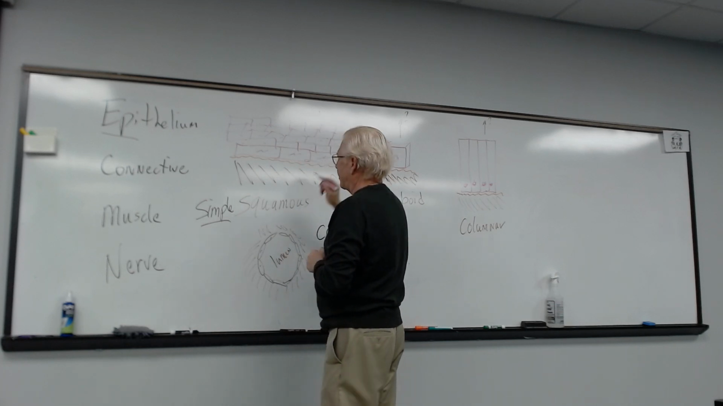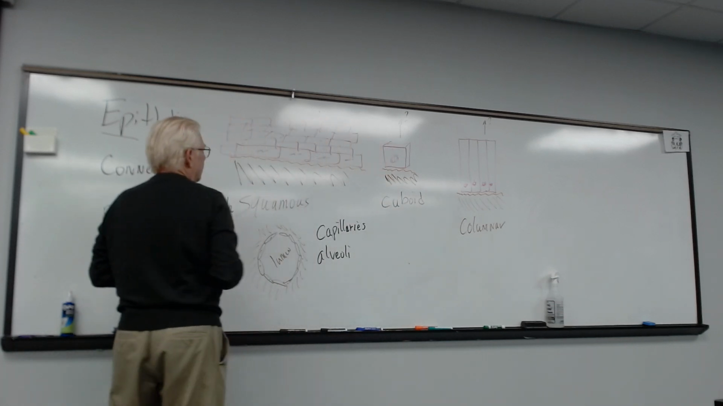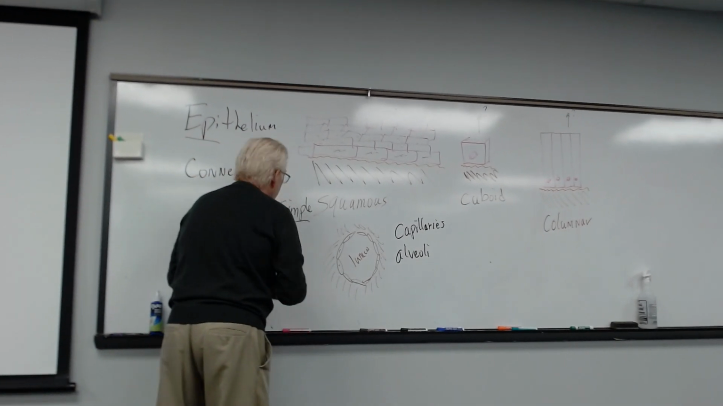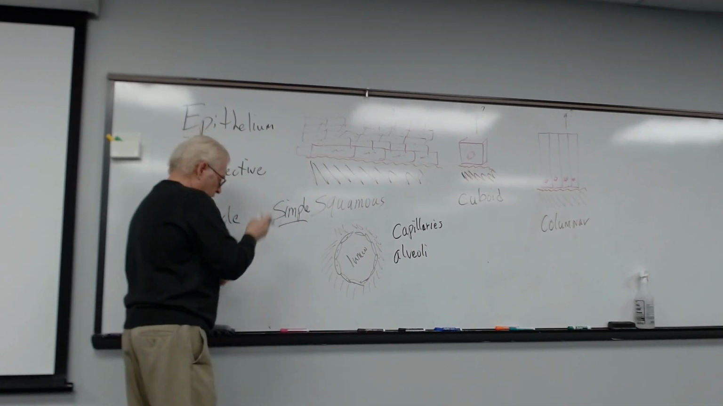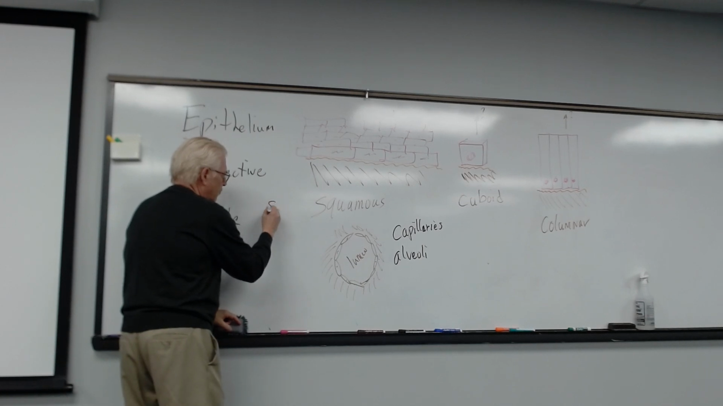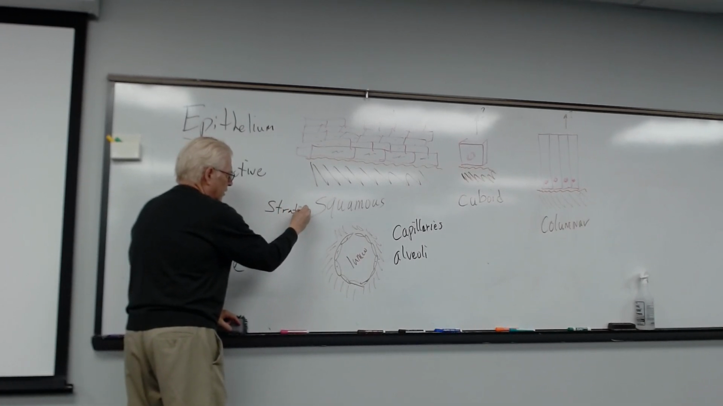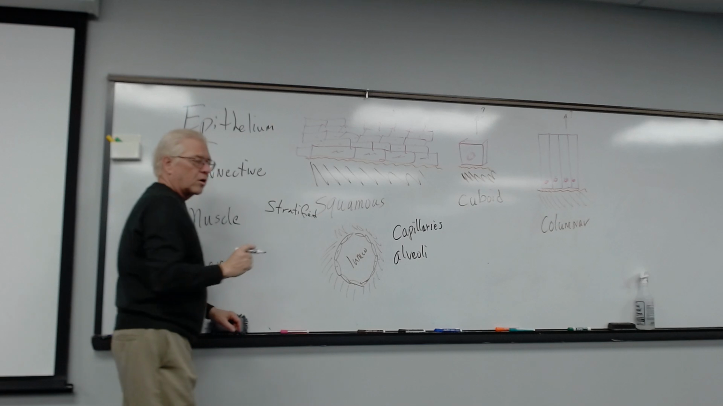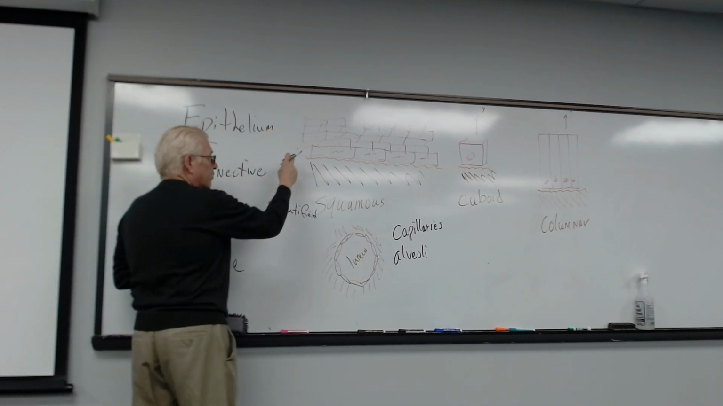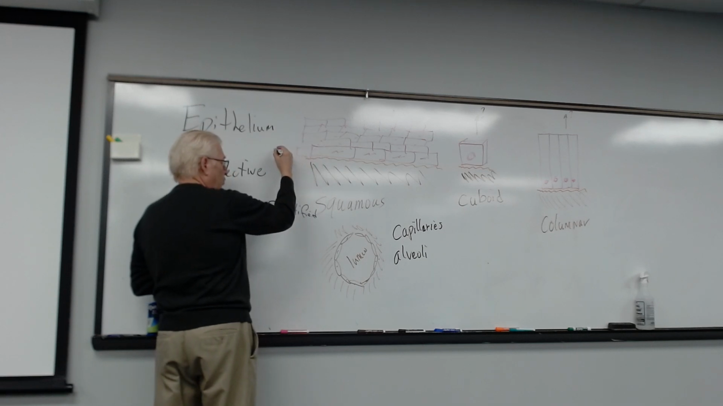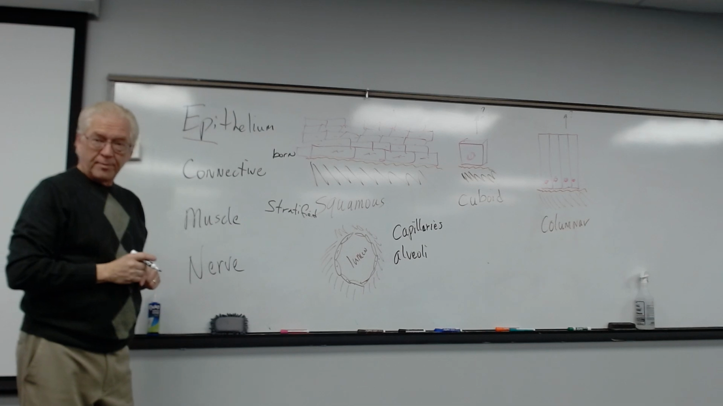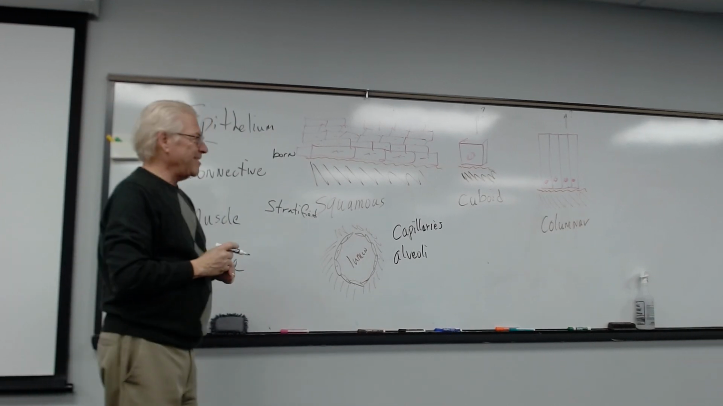And here's the cool thing about these layers. I'm kind of exaggerating, but these layers here are now called stratified. They're called stratified because there's more than one layer. And the cool thing is, at the bottom, this is where they're born. They're born here, okay? This is your stratum basale, right?